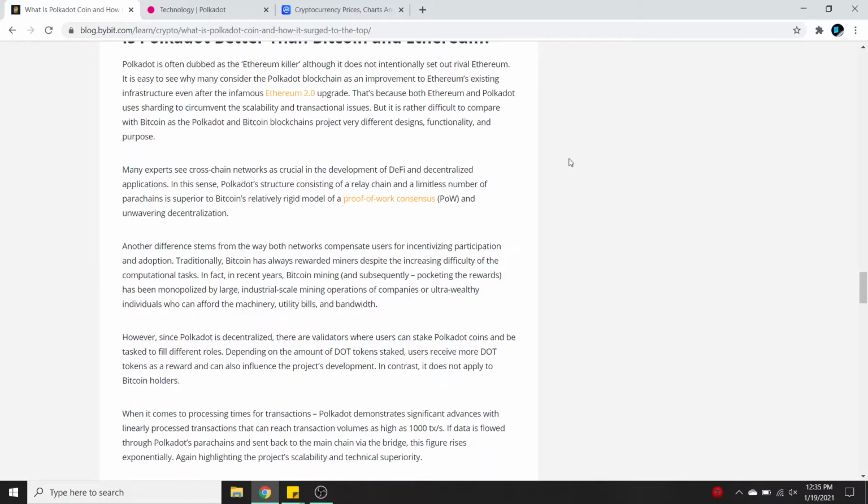However, since Polkadot is decentralized, there are validators where users can stake Polkadot coins and be tasked to fill different roles. Depending on the amount of DOT tokens staked, users receive more DOT tokens as a reward and can also influence the project's development. In contrast, this does not apply to Bitcoin holders.